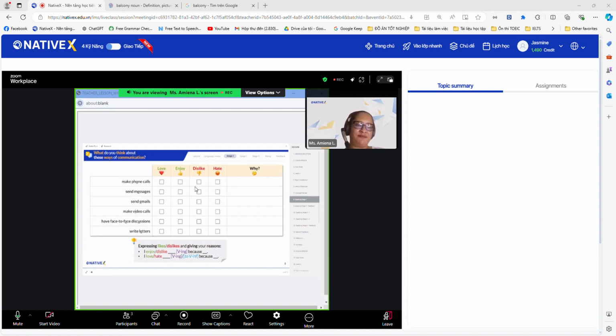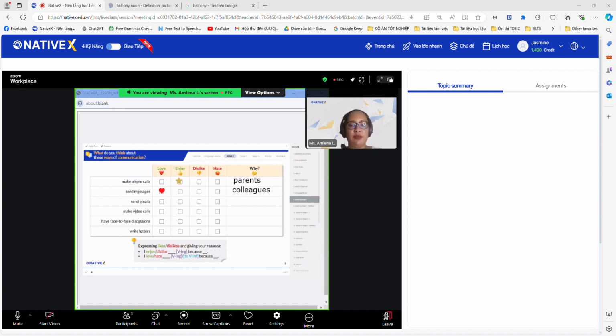Phone calls. I prefer to make phone calls with my parents because my parents don't use smartphones, so I can't make video calls with them. Okay, makes sense. Do you love it or do you just enjoy it? I enjoy it. Okay, good. What about sending messages? I love sending messages to my colleagues to discuss work because I can convey my opinions and ideas clearly and fully.